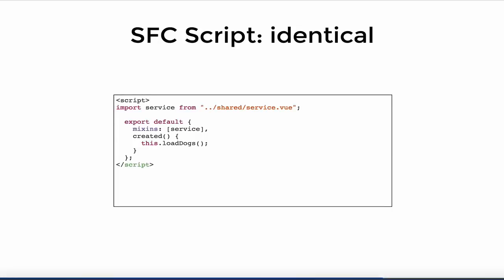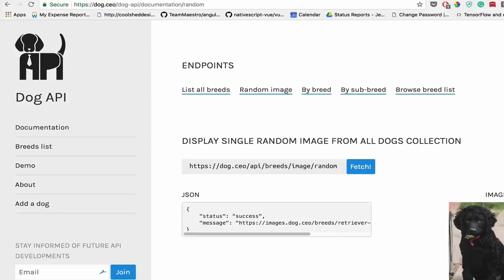Now, this is where this gets a little bit interesting because the script block in the single file component in this structure is actually identical. So we just import the service, and then we use that service within a mixin so that anything that is gathered up in the service is sent down to the child component. And then on the created method, we just load the dogs, which is coming from the service. That's a method in the service, load dogs, which is querying the dog API. It's the Dog CEO API, one of my favorite APIs to use.